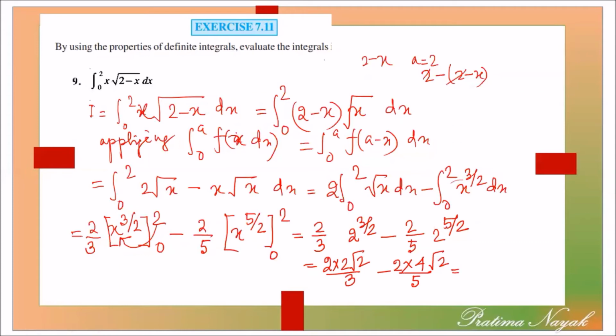Simplify a little bit. Whatever you get as the answer, this will be 4 root 2 by 3 minus 8 root 2 by 5. So this will be 20 root 2 minus 24 root 2 over 15. You will get the answer.